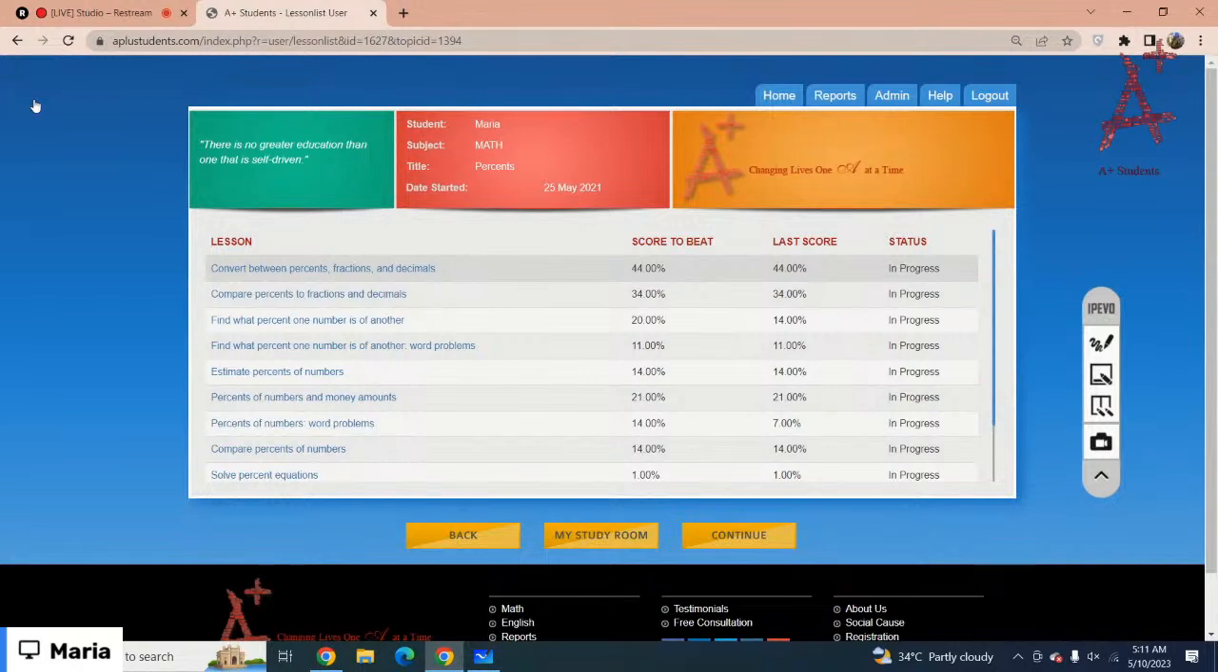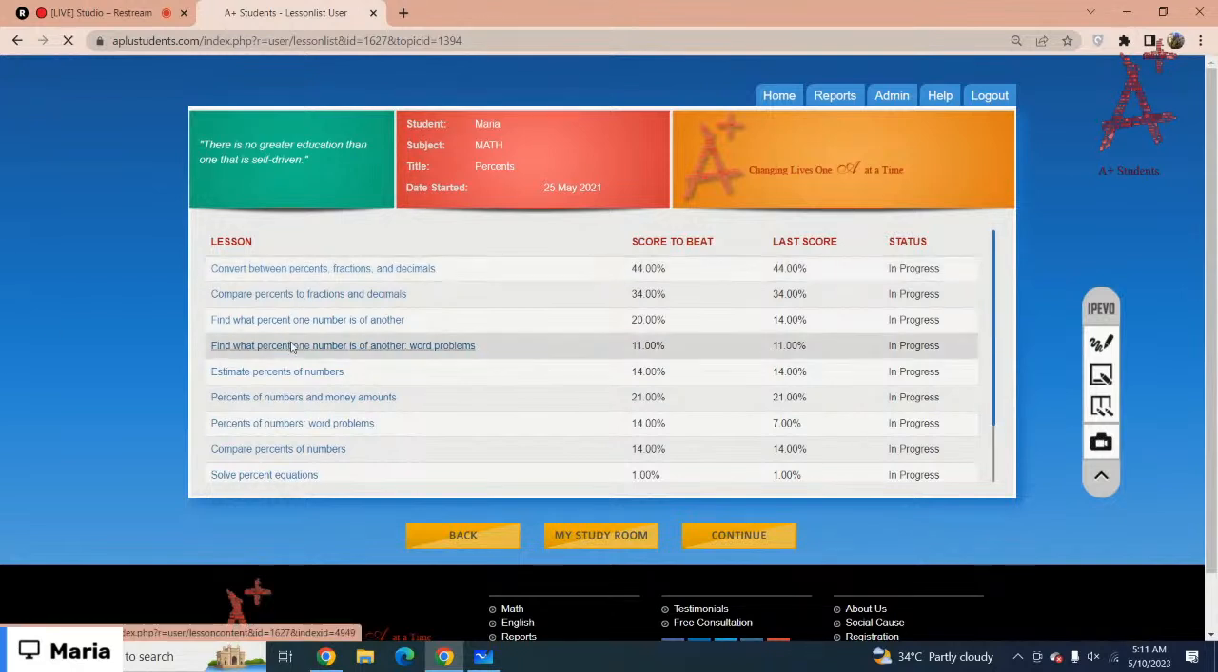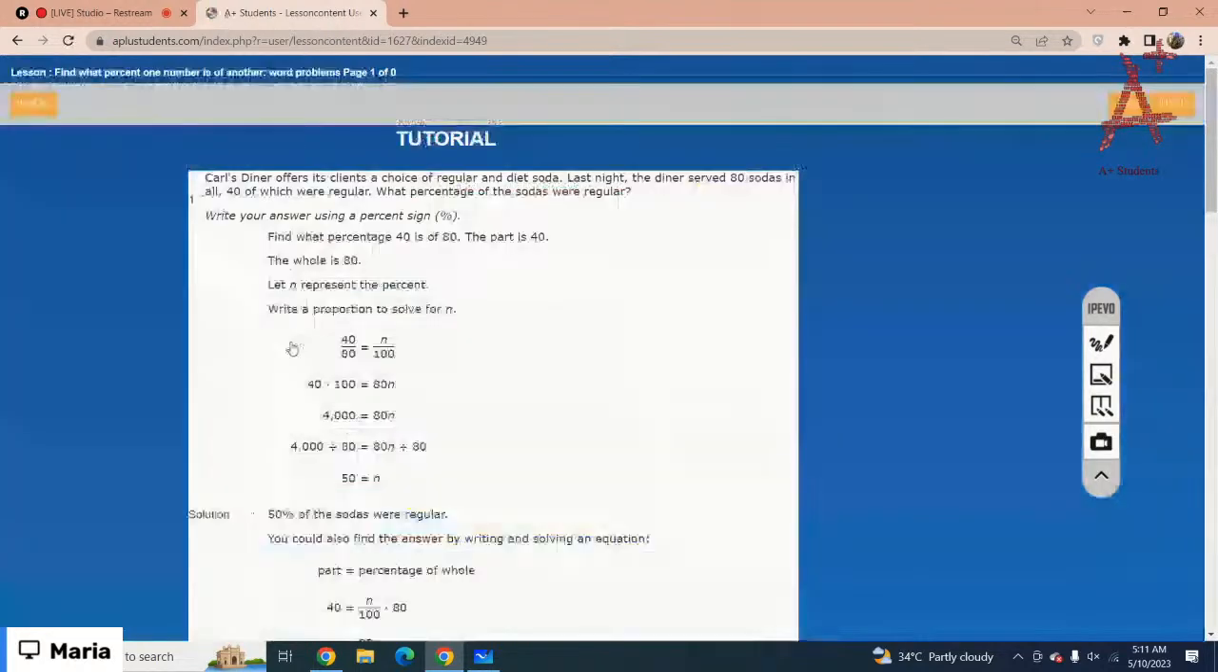Okay, the next one is find what percent one number is of another word problem. So let's just start with the word problem. That is the same we just did, but now we have to do the word problem. Carl's Diner offers its client a choice of regular or diet soda. Last night, the diner served 80 sodas in all, 40 of which were regular. So what percent of sodas were regular?